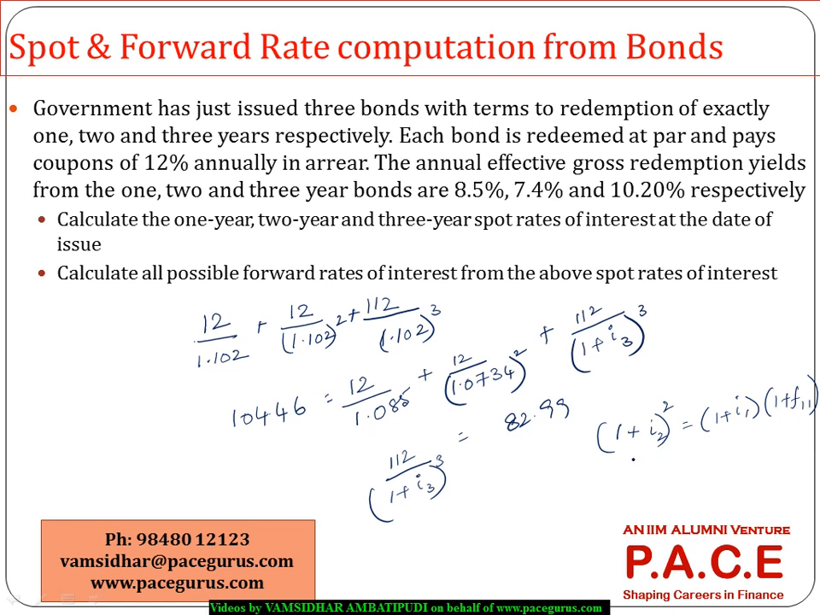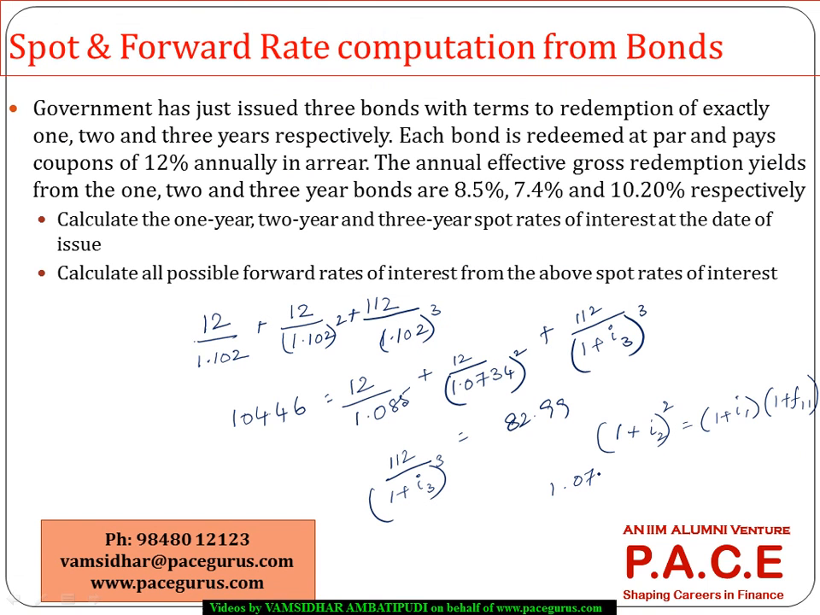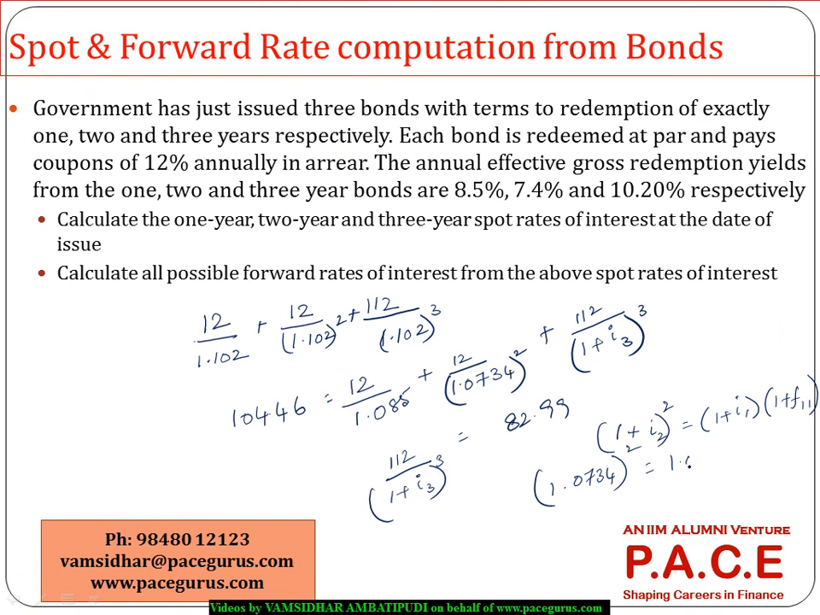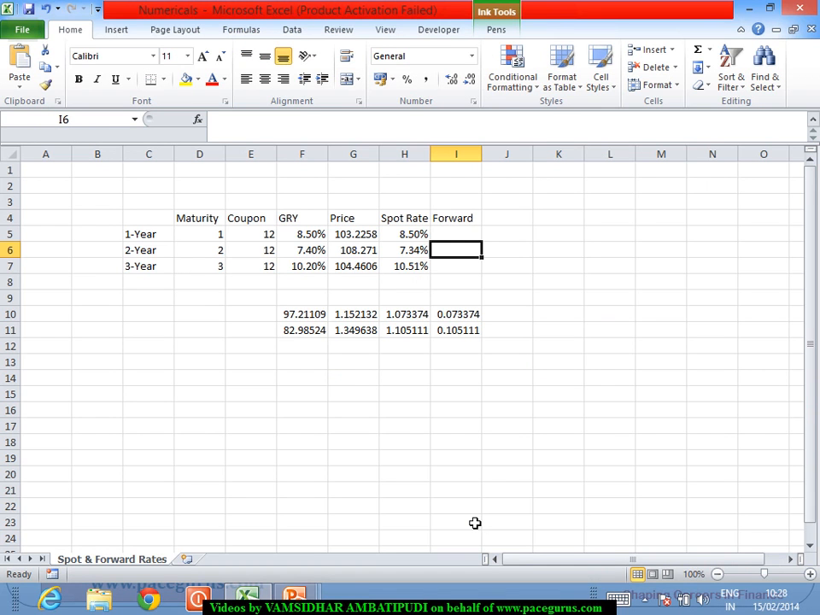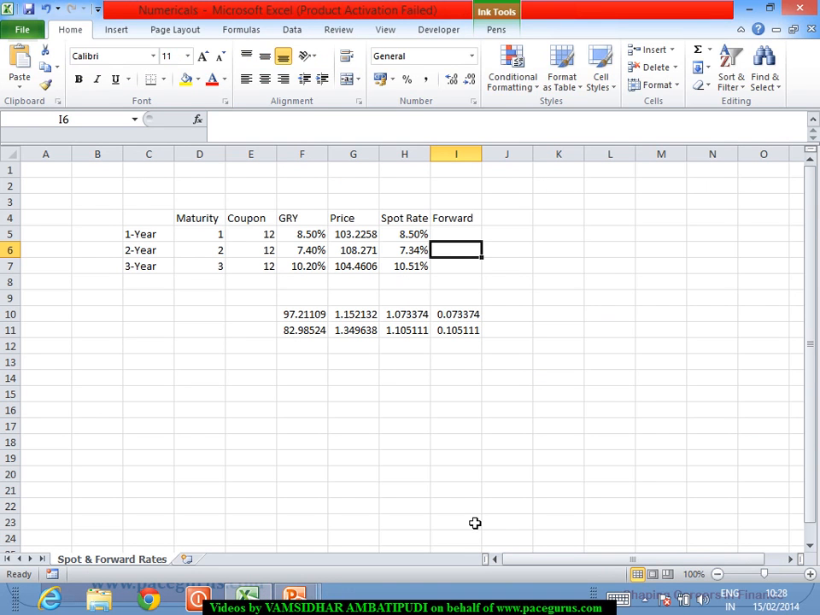So based on that you can find out 1.0734 squared is equal to 1.085 times 1 plus the forward rate. So the other way I can get 1 plus the forward rate is equal to 1.0734 squared divided by 1.085.